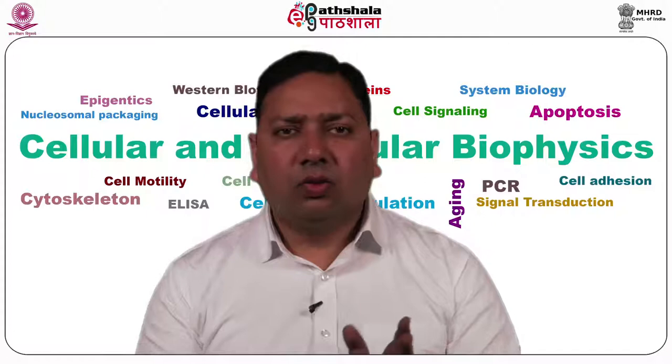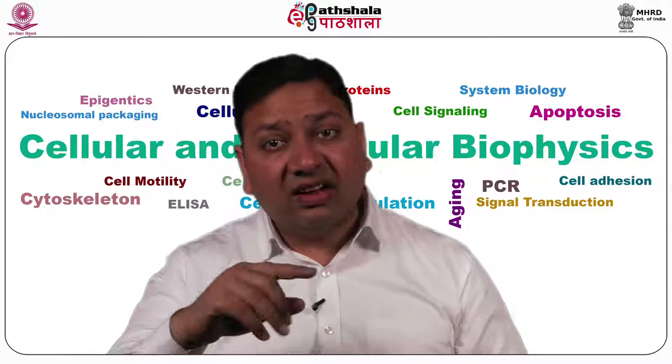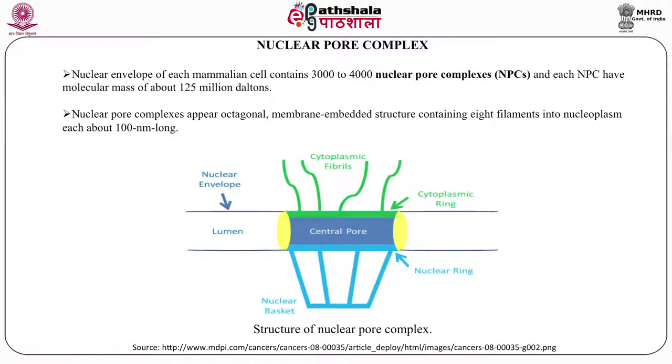Now, if you see the figure, it shows the structure of the nuclear envelope with continuous inner and outer membranes of the nucleus, which are perforated by nuclear pore complexes. The nuclear envelope of each mammalian cell contains approximately 3000 to 4000 nuclear pore complexes, which are responsible for molecular exchange between the nucleus and cytoplasm, and also for preventing transport of materials not destined to cross the nucleus. It means they have to remain in the nucleus.